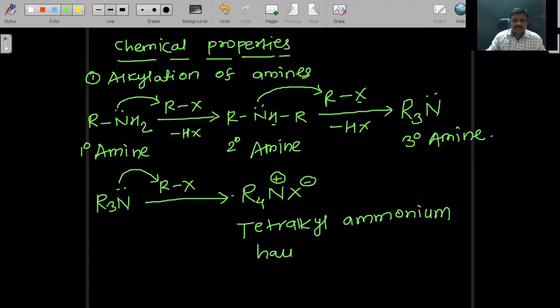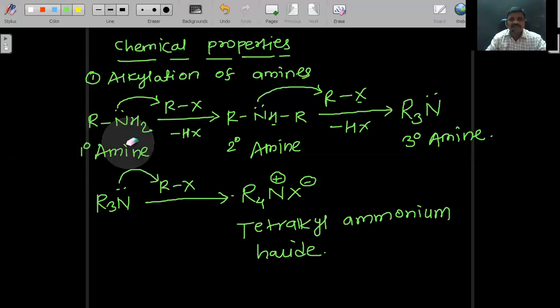So in this reaction, primary amine gets converted into secondary amine, secondary amine gets converted into tertiary, and tertiary gets converted into tetra alkyl ammonium halide. In this reaction, a mixture of products is formed. Now let us take one example for this reaction.